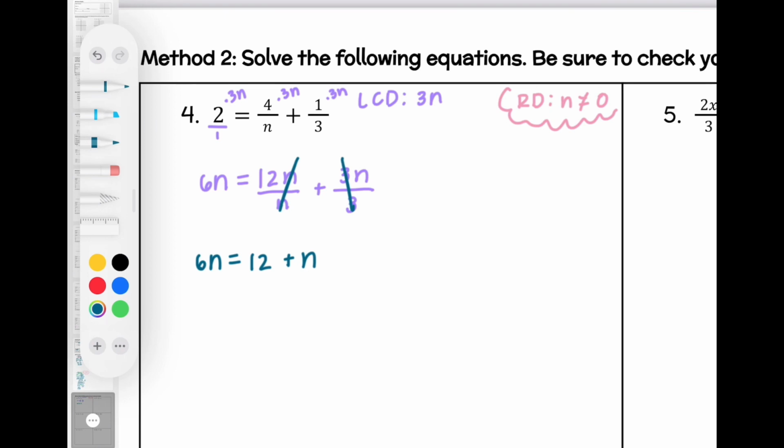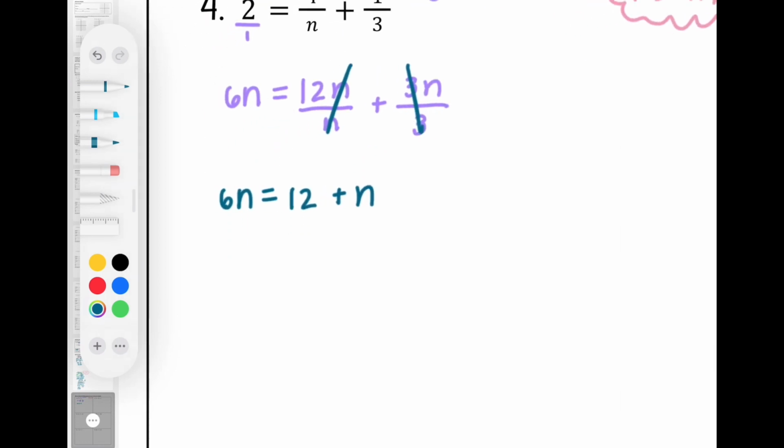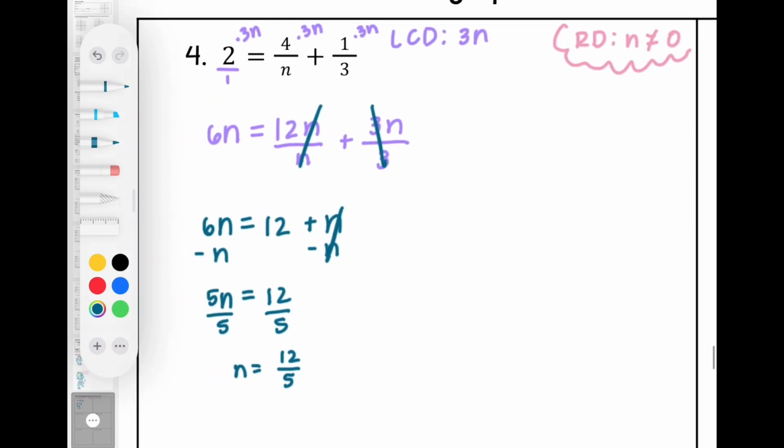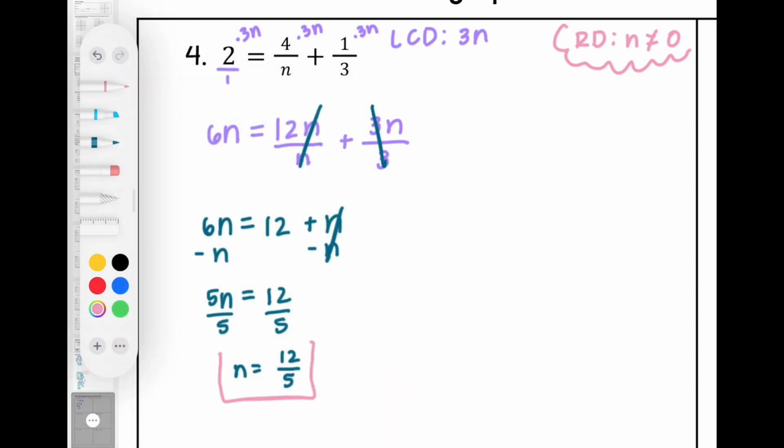So now what we do is we just solve. So we solve this like we normally have, get all of our n's to one side, and then divide. So we're going to subtract n to cancel that out. So we'd have 5n equals 12. And then to solve for n, we divide both sides by 5. 12 over 5 is not a pretty number, so we're just going to leave it as 12 over 5. Our restricted domain, we said n could not equal 0, so we are good to go with our answer because it's not 0.